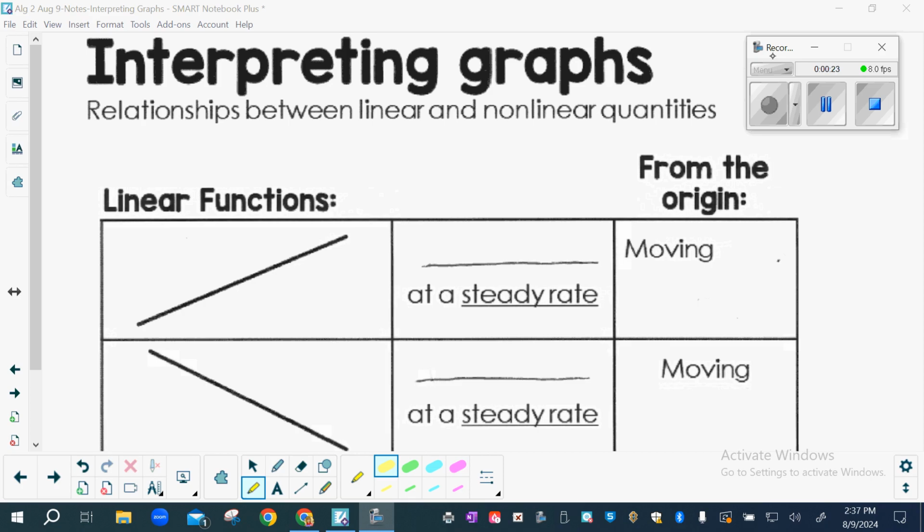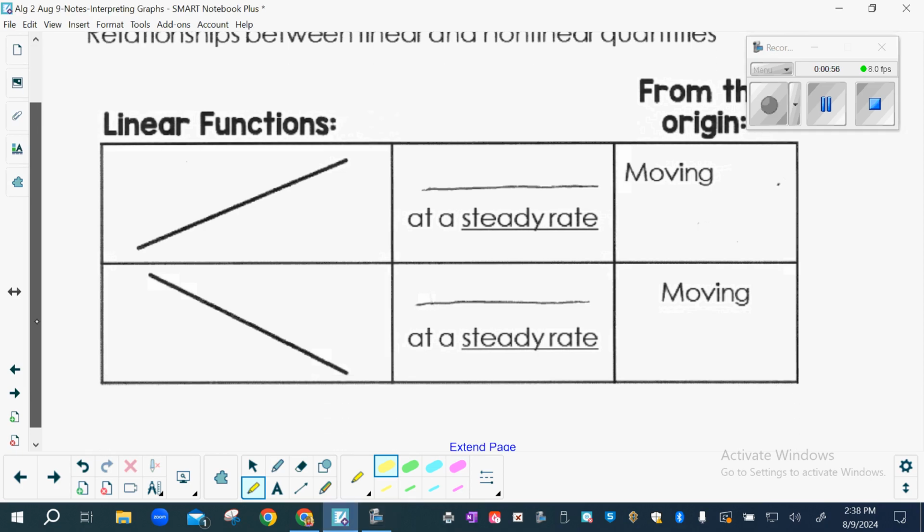Okay, so we are interpreting graphs today, relationships between linear and nonlinear. What does linear mean? What word is in linear? Line. So it's referring to a line. So if something is linear, it's saying that it's a line. Okay, so we have linear functions and we have nonlinear functions that we're going to talk about today.